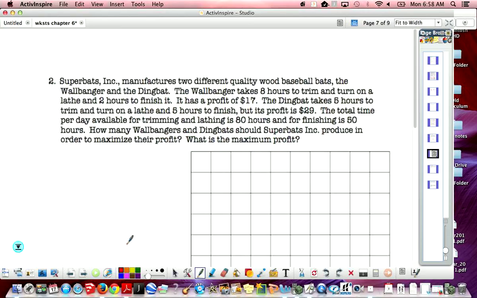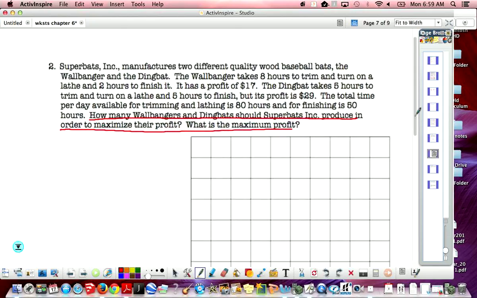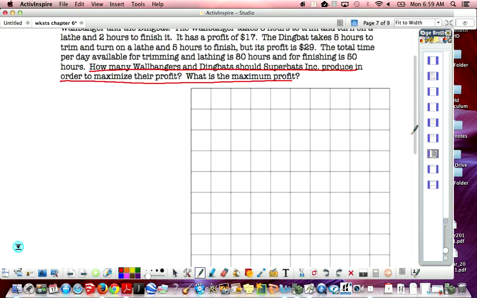So again, this last couple sentences helps you define what your variable should be. So I'm going to let x equal the number of wall bangers. I'm going to let y equal the number of dingbats. P is going to equal our profit.